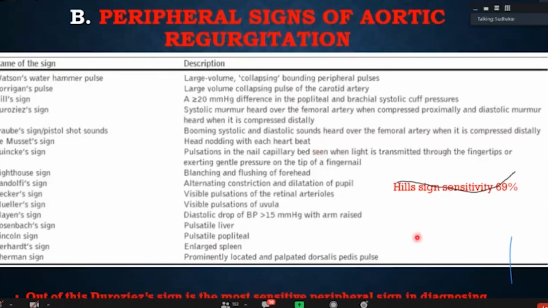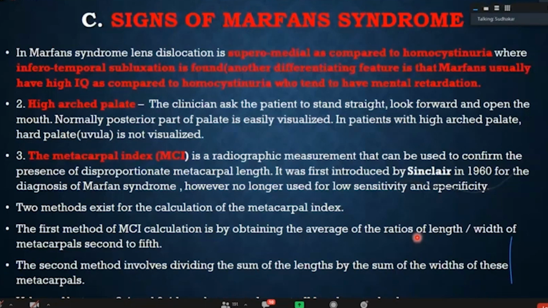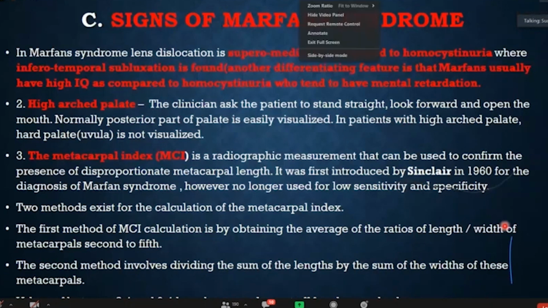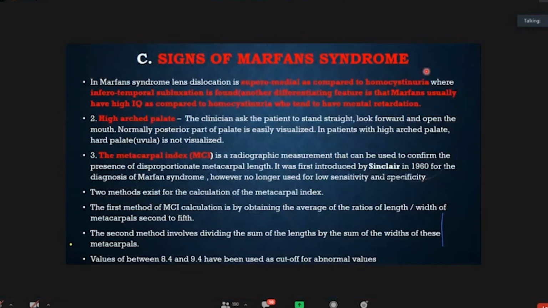Yeah. Now let's come to one important thing. Now this is something which is very important, that is signs of Marfan syndrome. I won't call it Marfan syndrome now. I will call it signs of Marfanoid habitus, because when I say Marfan syndrome, it becomes a syndrome, meaning I have diagnosed it by something known as Ghent's criteria or modified Ghent's criteria.